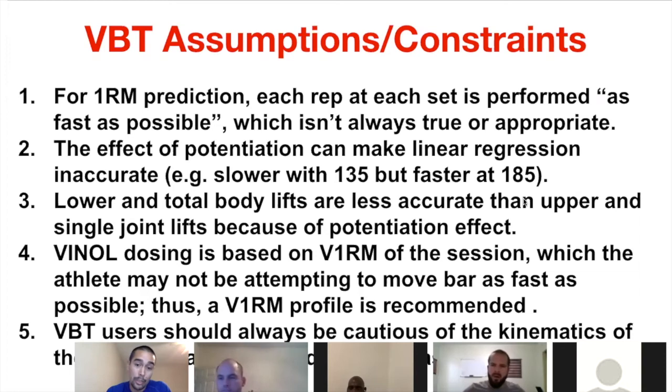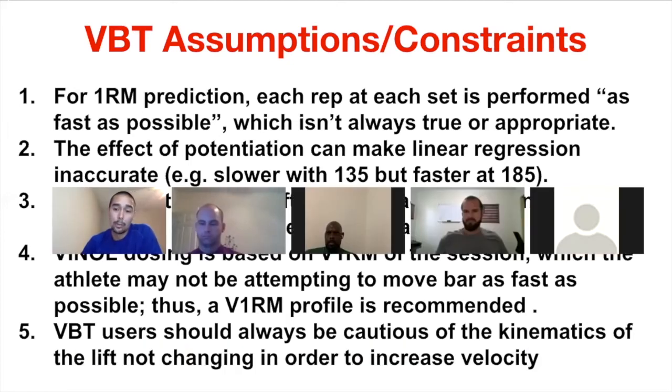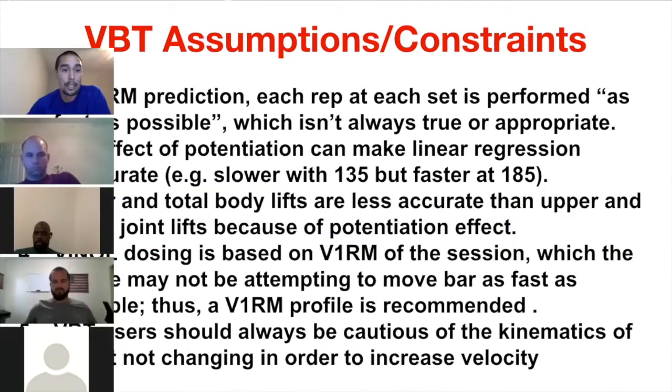And what you can do to fix that and address that rather is a velocity 1 rep max profile that you figured out ahead of time. So when you're using VINOL, it's based off of a true profile that you've already done and not like within the session of how you feel, but kind of defeats the purpose because you want to know what your rep max is in the moment in the session. So just things to think about. Again, it's why VBT isn't perfect because it always assumes that it's as fast as you can in a predictive sense. And it's just not always true.